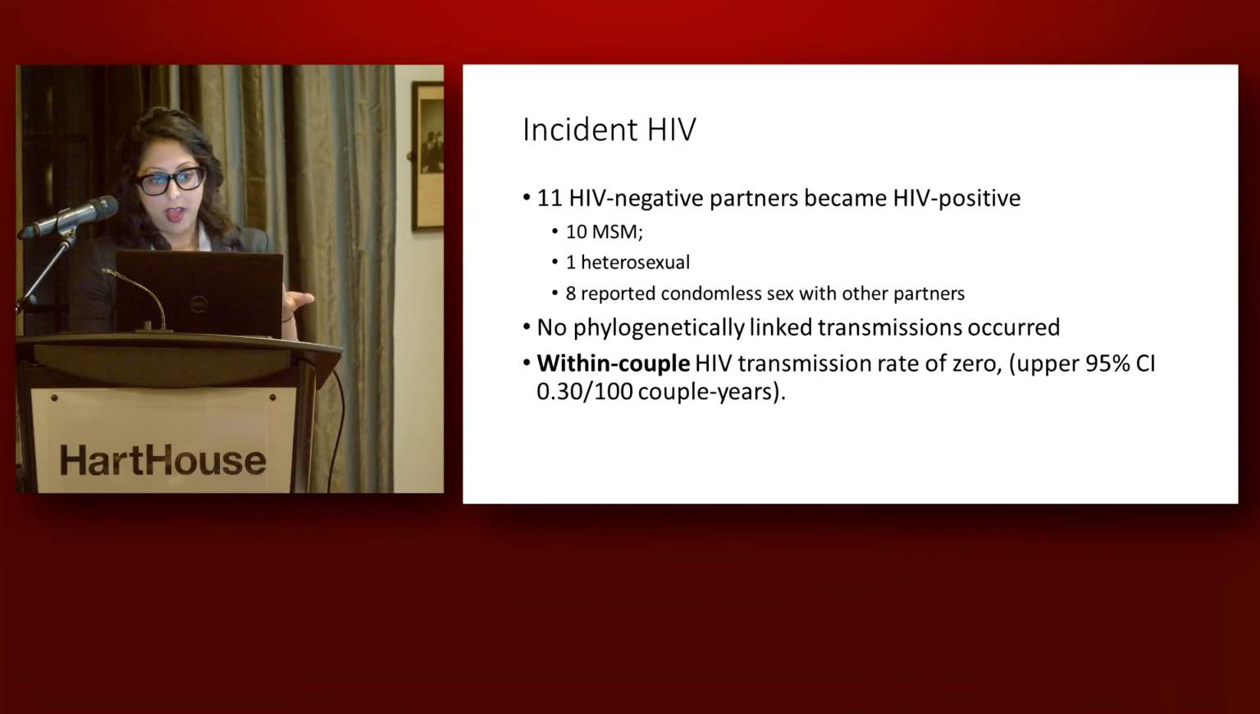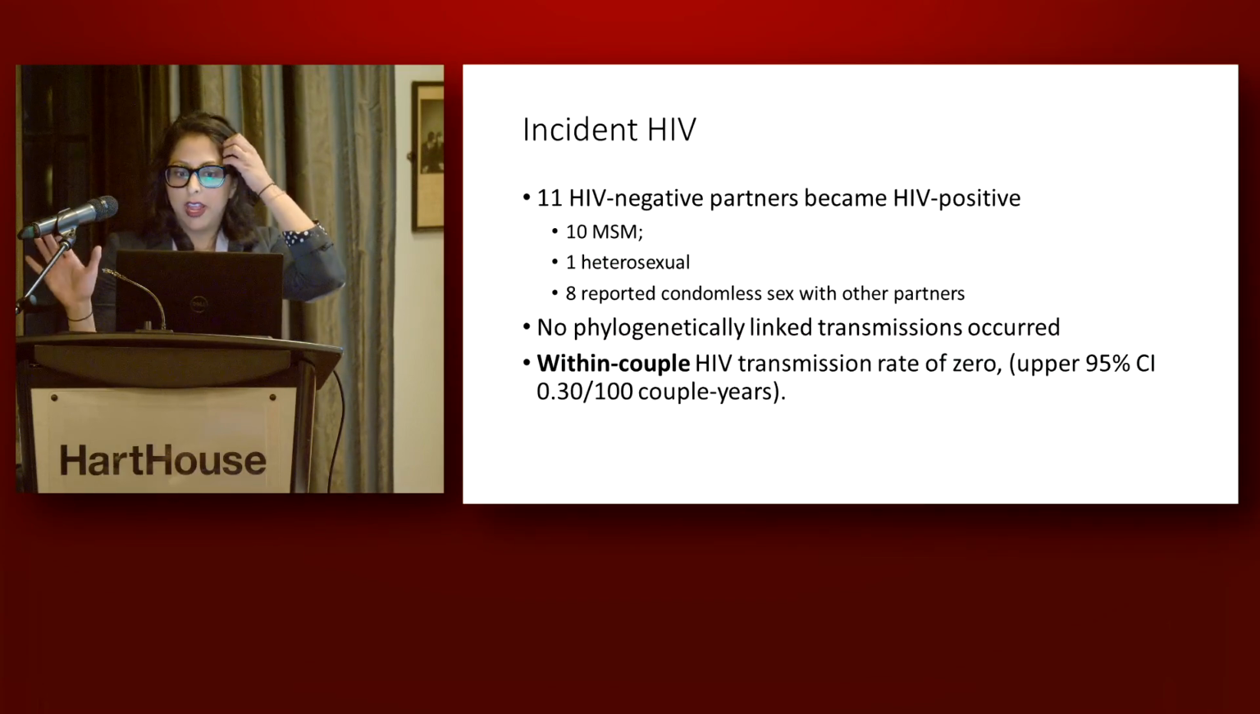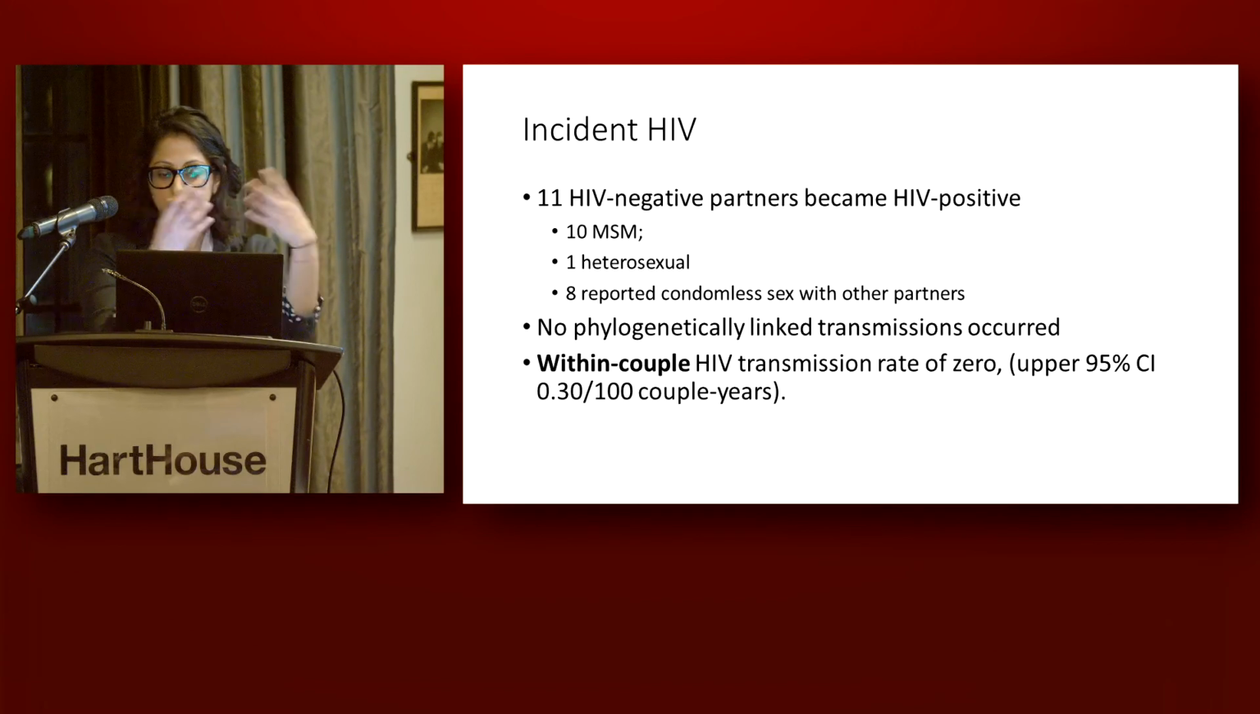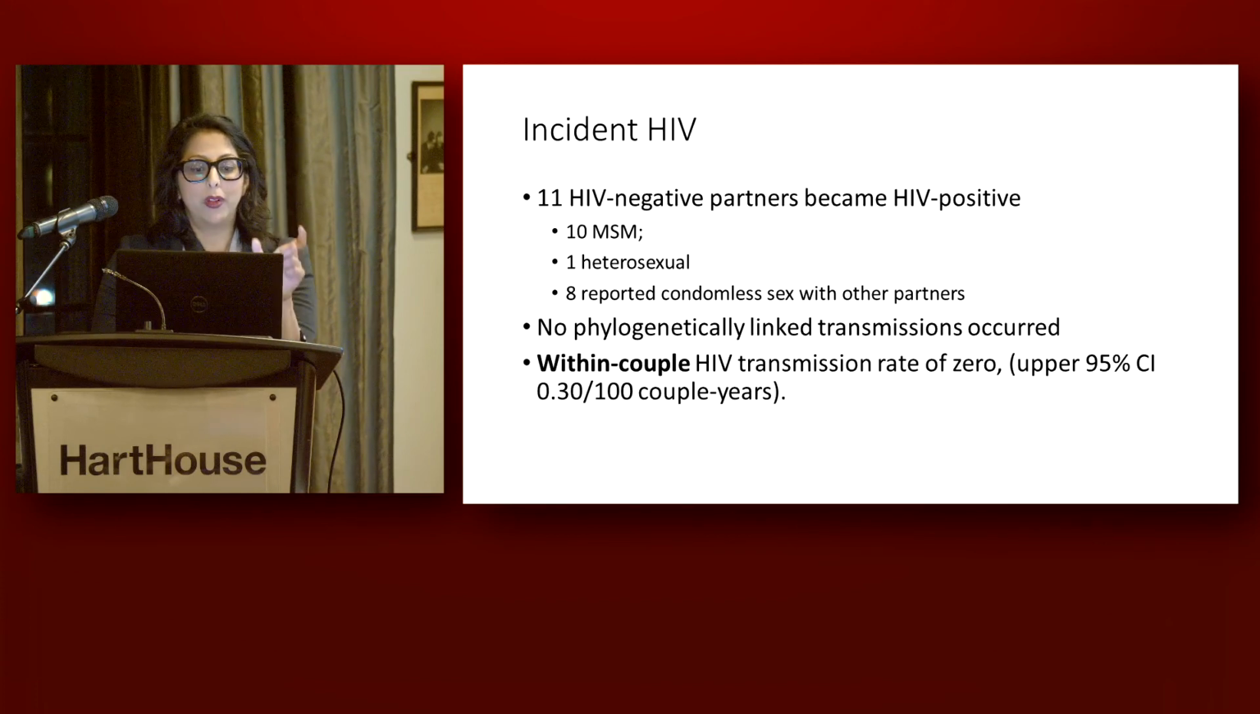And so what this study found was there were 11 HIV-negative partners who became positive over the course of the study, predominantly in the group who were men who have sex with men. Of those 11, 8 reported condomless sex with other partners. So only 8 of the 11 reported that. However, none of those transmissions were phylogenetically linked, meaning none of them were actually linked to the partner who was in the study. So the HIV came from somewhere else. So the within couple HIV transmission rate of 0, i.e. the person who is known, right, the HIV positive person who is known in this study to have an undetectable viral load did not transmit. So the within couple transmission rate was 0.